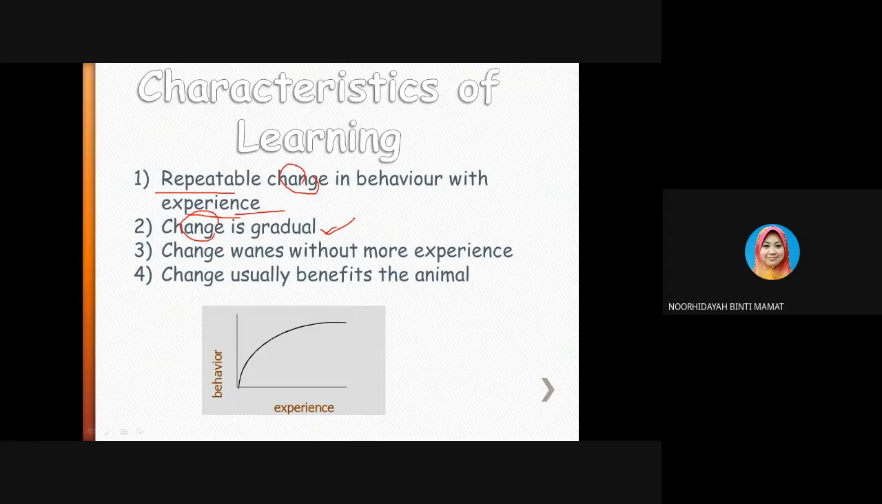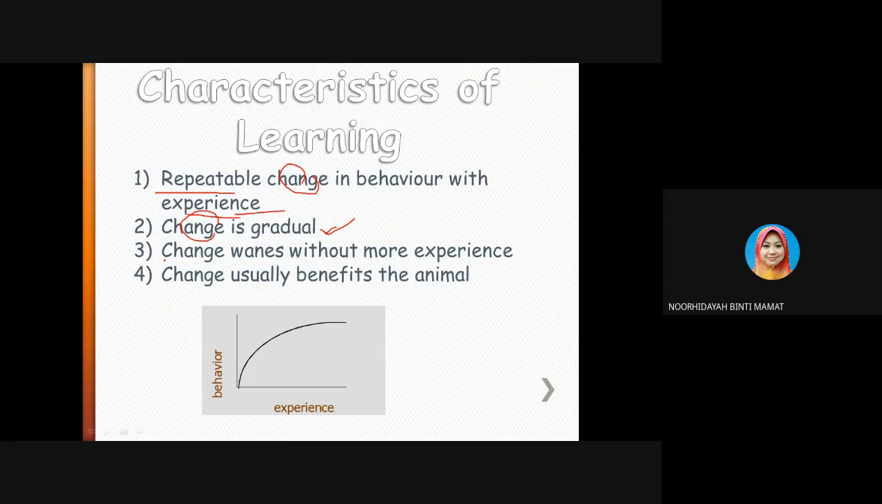Like how the animal fishes for food. The first time they fish for food, they don't get the food. But they will try to repeat the behavior, and also, for example, sing a specific song. So this is the example of the second characteristic of learning.